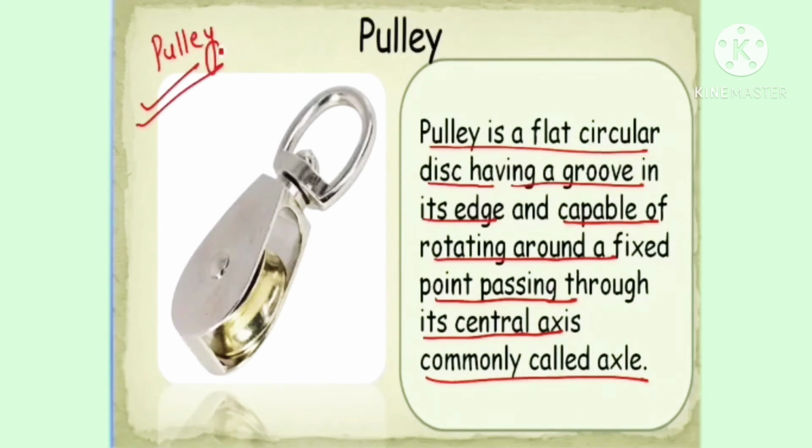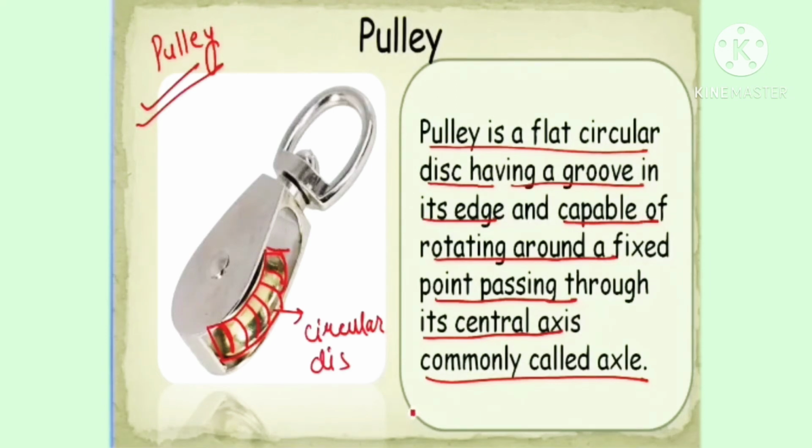Now here you can see an image of a pulley. If we go by the definition, a pulley is a circular disc. This circular disc, I am outlining it. We are talking about the definition: a pulley is a flat circular disc having a groove. You can see there is a groove inwards of the circular disc. This is how we get our pulley, by making a groove in a circular disc.